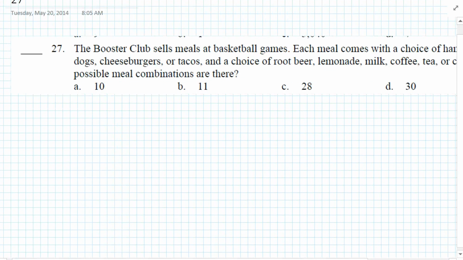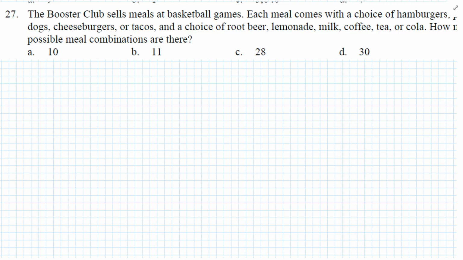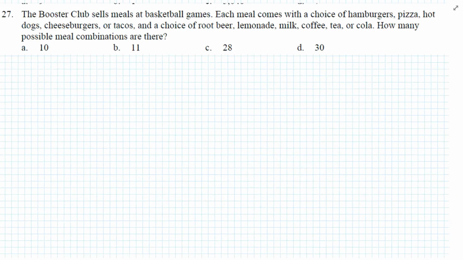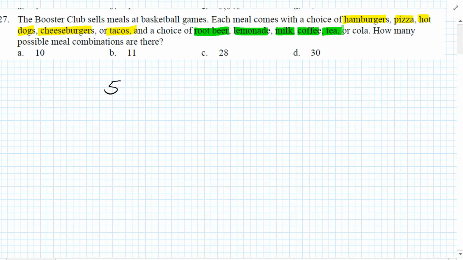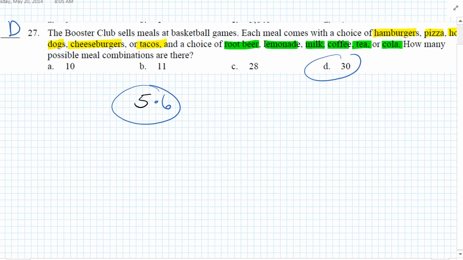All right, next one. The Booster Club sells meals at a game. Each meal comes with a choice of hamburgers, pizza, hot dogs, cheeseburgers, or tacos. So our entree is 1, 2, 3, 4, 5. So we get 5 entrees. And a choice of root beer, lemonade, milk, coffee, tea, or cola. So 1, 2, 3, 4, 5, 6 beverages. So how many different combinations? You just multiply them. 5 times 6. Answer is 30, so D.